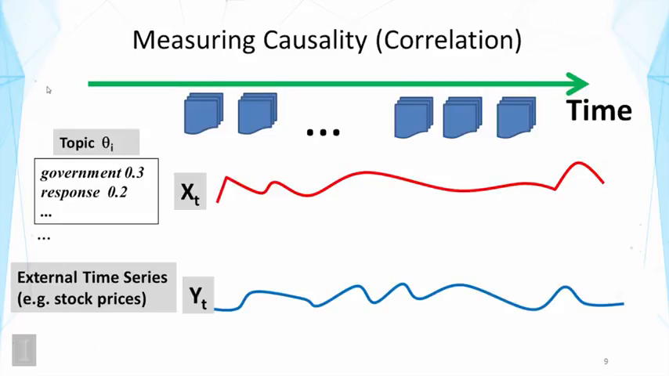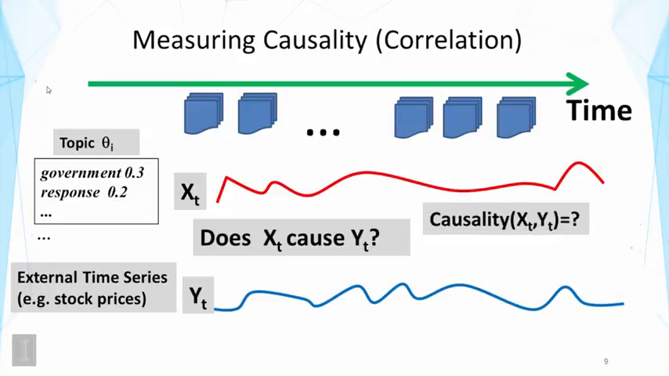So here we show that, let's say we have a topic about government response here, and then with topic model, we can get the coverage of the topic over time. So we have a time series X sub t. Now we also are given a time series that represents external information. It's a non-text time series Y sub t. Let's say stock prices. Now the question here is, does X_t cause Y_t? Or in other words, we want to measure the causality relation between the two, or maybe just measure the correlation of the two. Now there are many measures that we can use in this framework.